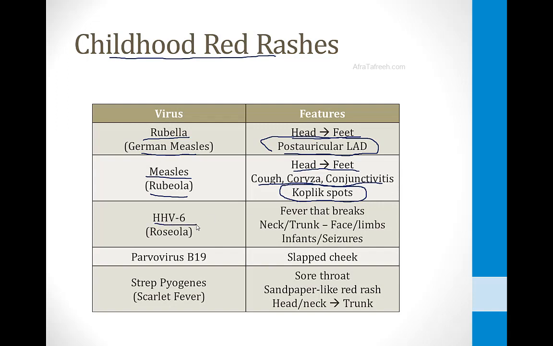HHV6 is a DNA virus that causes roseola. This is a fever that breaks and then results in a maculopapular rash that starts in the neck and trunk and spreads outward to the face and limbs. This commonly occurs in infants and it can lead to seizures. Parvovirus B19 is also a DNA virus, and this causes the slap cheek rash.